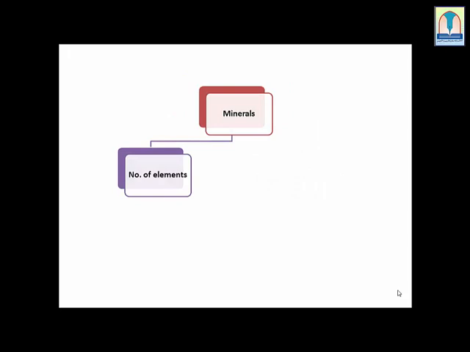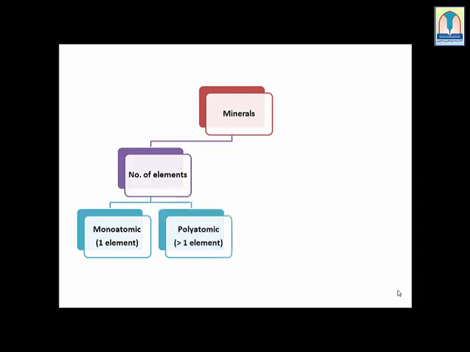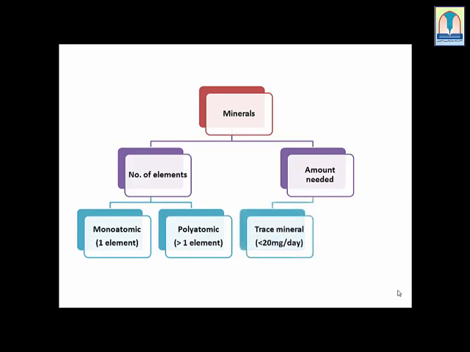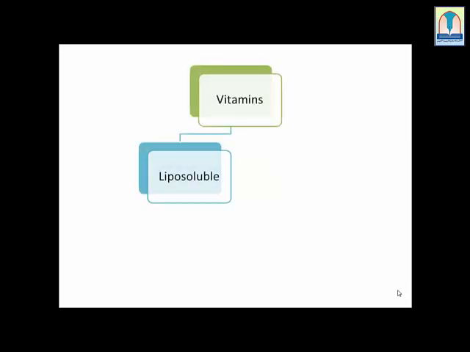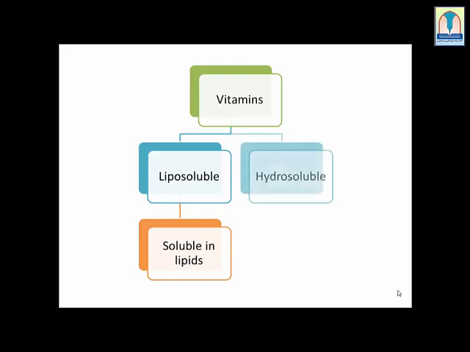Minerals can be classified according to the number of elements found in the ion into monoatomic if it is only one element, or polyatomic ion if it is more than one element. Another criterion for the classification of minerals is the amount needed by the body: if it is less than 20 mg per day, it's a trace mineral, or a macro mineral if it's greater than 100 mg per day. Vitamins can be classified into liposoluble when they are soluble in lipids, or hydrosoluble when they are soluble in water.